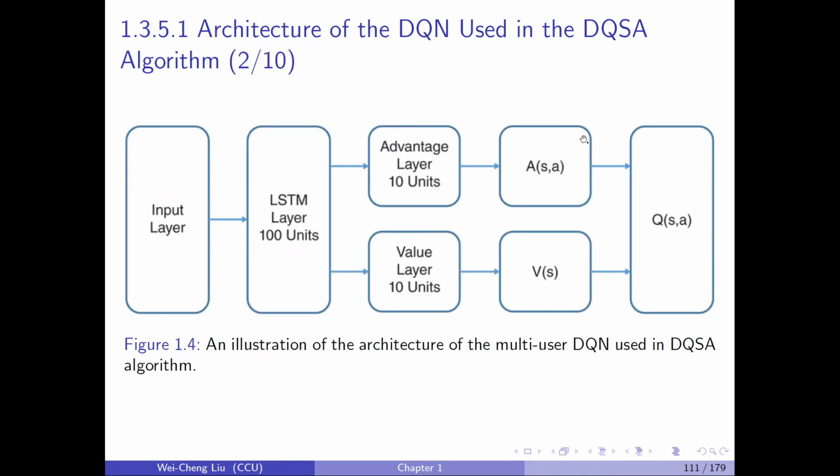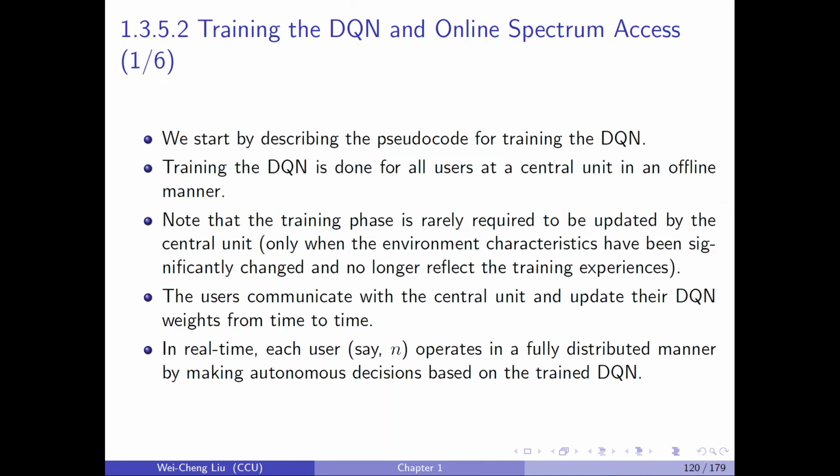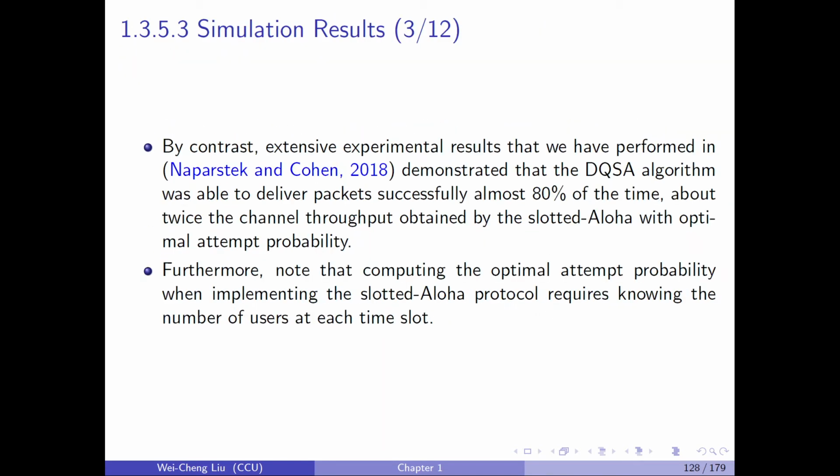Okay, let us continue to page 128. Okay. DQSA algorithm was able to deliver packets successfully almost 80% of the time, about twice the channel throughput obtained by the slotted Aloha, with optimal attempt probability. Okay, where does this value come from? Okay, we can see this paper, Naparstek and Cohen, in 2018.